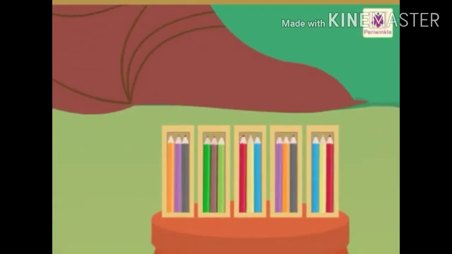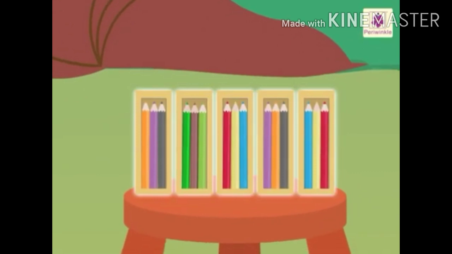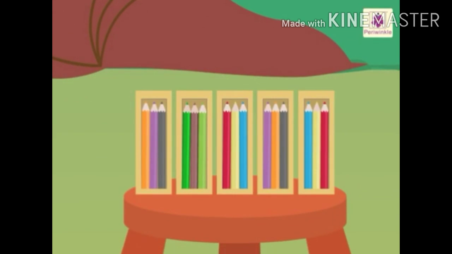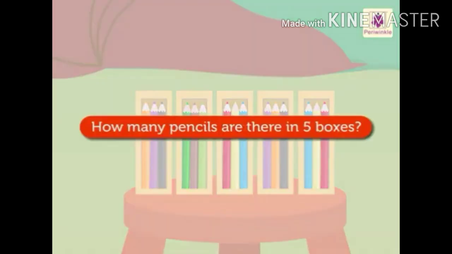Now see an example. There are 5 boxes and each box has 3 pencils. In all, how many pencils are there in 5 boxes? To get the answer, we multiply 5 and 3. So 5 multiplied by 3 is equal to 15.